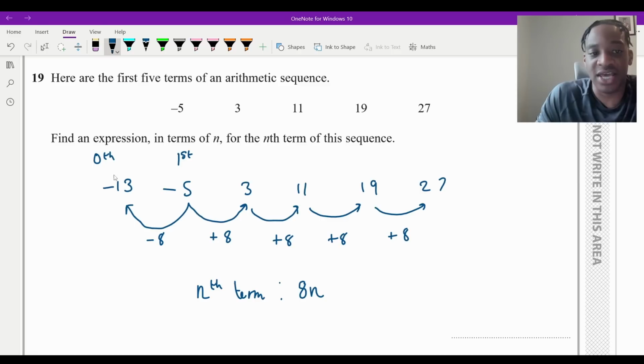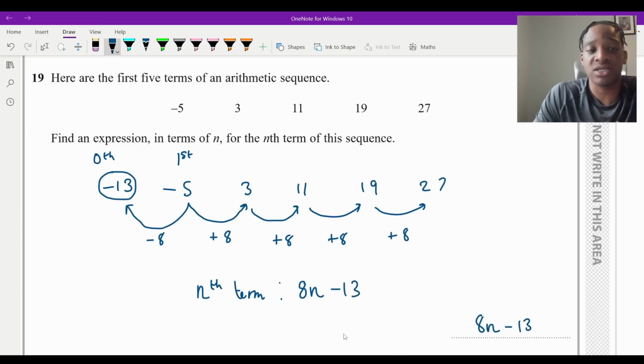And the number that you find here for the 0th term, you just put next to this expression here, -13. So the nth term is just going to be 8n minus 13. And that is how you do all of these types of questions when it comes to the nth term of an arithmetic sequence. And that's question 19 finished.